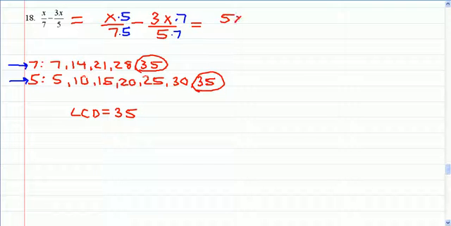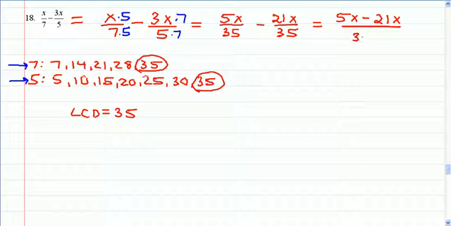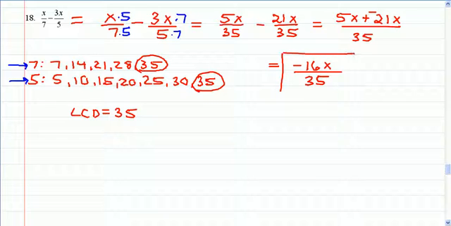So I have 5x over 35 minus 21x over 35. The denominators match, so we can write this as one fraction, 5x minus 21x over 35. And if we do keep, change, change, 5x plus a negative 21x is negative 16x. And if you try to reduce this, it wouldn't reduce because 16 and 35 do not have any common factors, so negative 16x over 35 is your final answer.